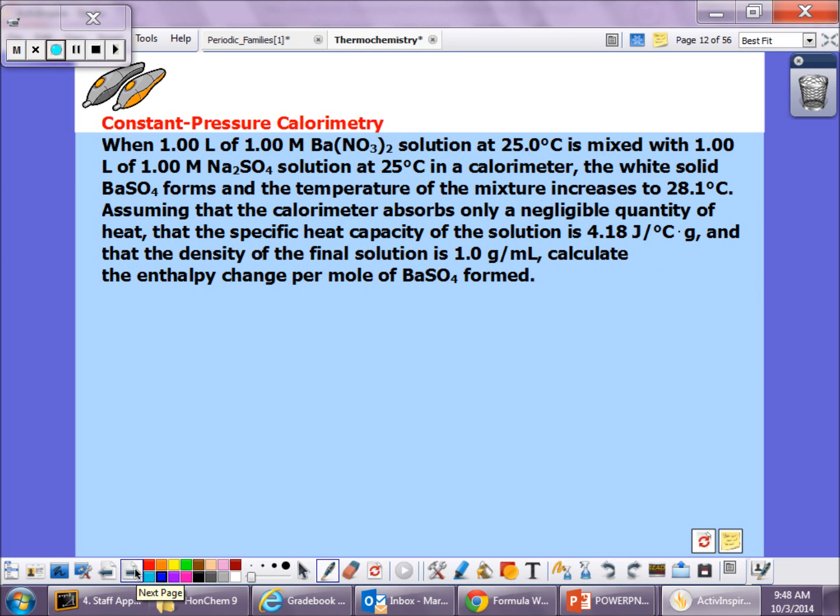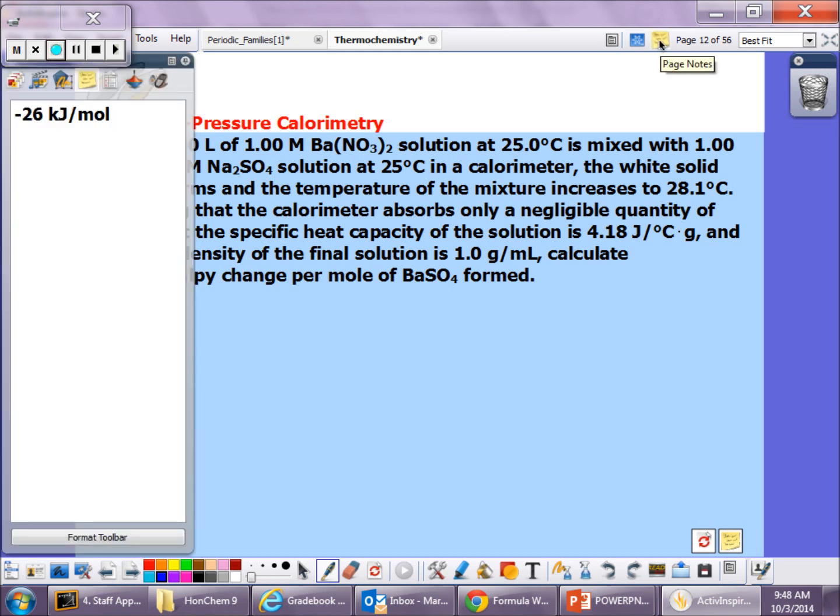The time is up. I'm not going to solve this problem, but I hope you pause the video and try to solve it yourself, and I will show you the answer. The answer should be negative 26 kilojoules per mole for this problem.